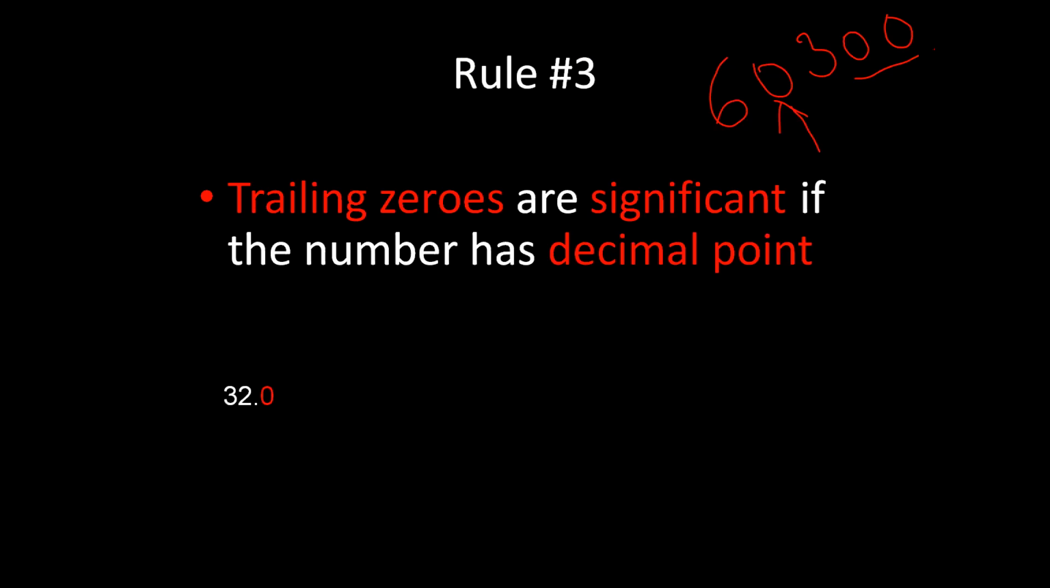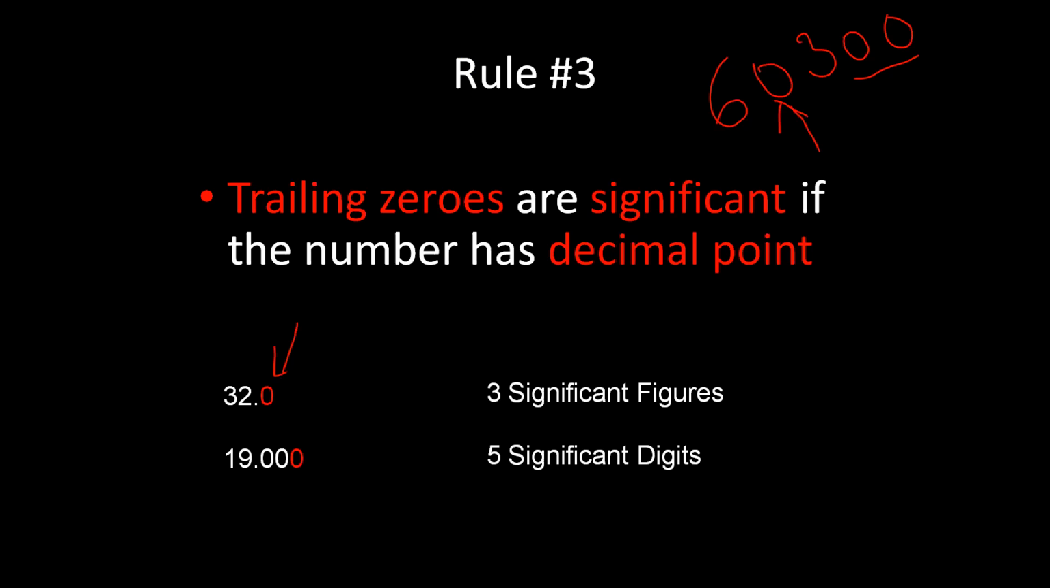For example, if you have the number 32.0, this 0 is a trailing zero, but the number has a decimal point, right? Which means that trailing zero has to be counted significant. 3 and 2 are significant as per rule number 1. So the number of significant figures in 32.0 is going to be 3. Next, 19.000. All the 3 zeros are trailing zeros, but they are counted significant because the number has a decimal point. So here the number of significant figures is 5.